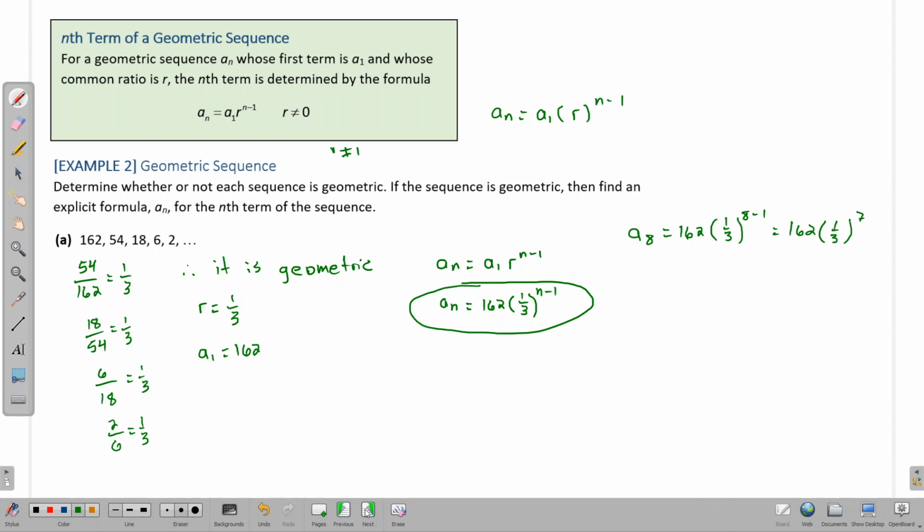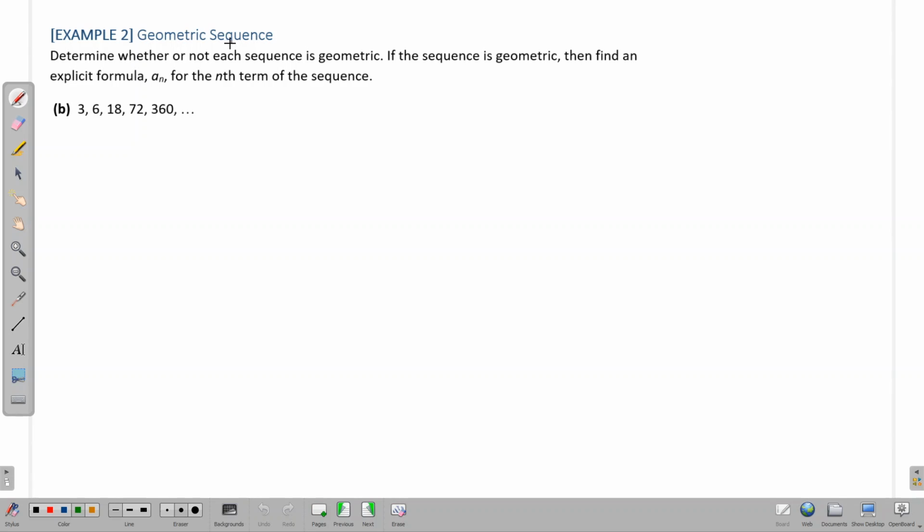All right, let's try another one of those. Same problem, just a different sequence. We need to check to see if it's geometric first. So we start with 6 over 3, that comes out to 2. Then 18 over 6, that comes out to 3. Already it's different. We don't have to keep checking here. We can immediately say, nope, it's not geometric. It's not the same ratio, so therefore not geometric.